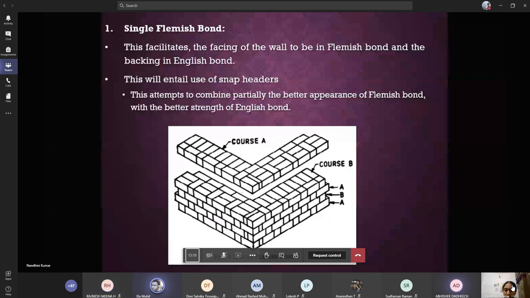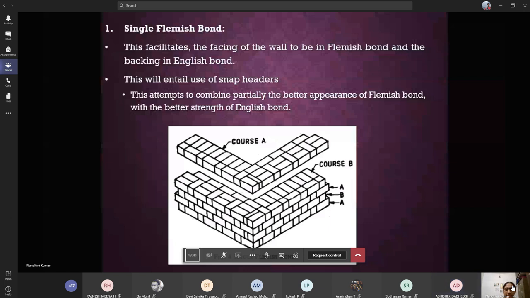Till yesterday, what we saw was about types of bonds: header bond, stretcher bond, English, and Flemish bond. Did you all try the rough sketch for identifying the difference between all those bonds? Did you all give a try? Yes, ma'am. Okay, thank you for your responses.